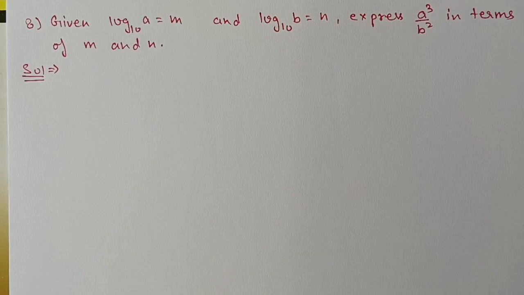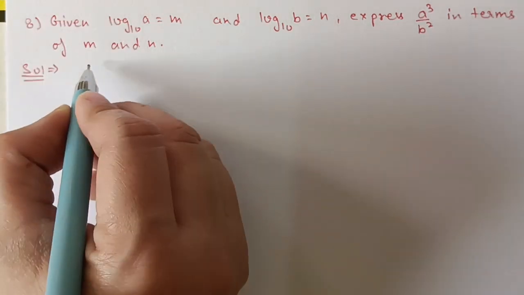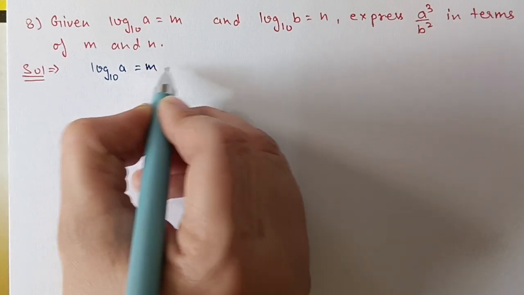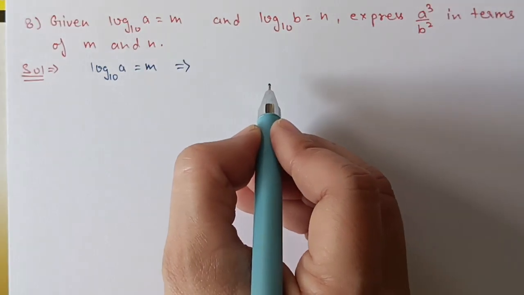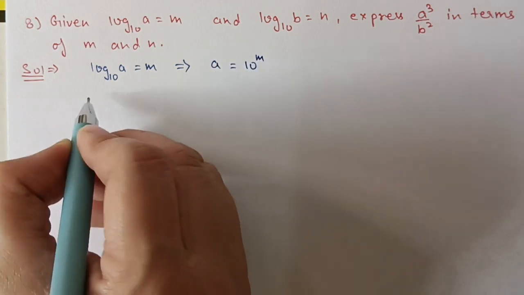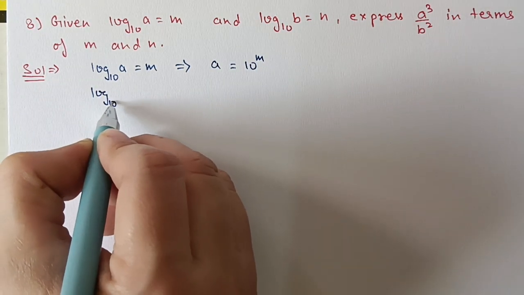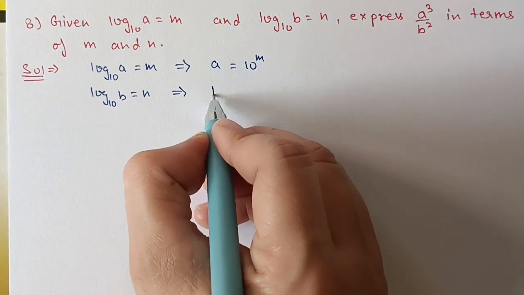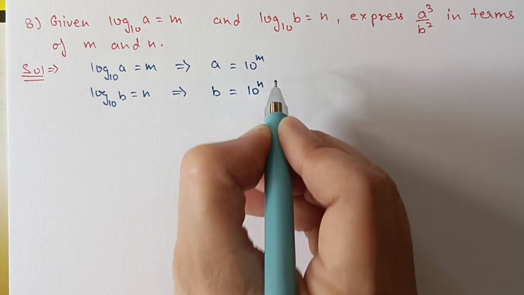Next, question number 8. Given log a is equal to m and log b is equal to n, express a cube upon b square in terms of m and n. So first, given log we will change into the exponential form. Log a equal to m, if we change into exponent, it will become a is equal to 10 to the power m, and log b equal to n, if we change into exponent, this will be b is equal to 10 to the power n.